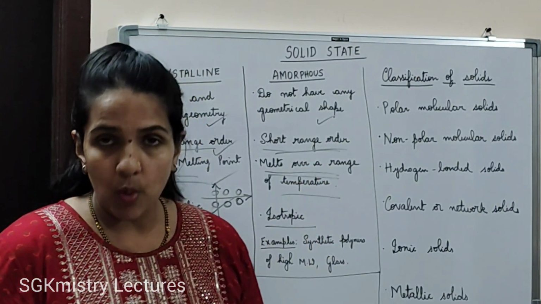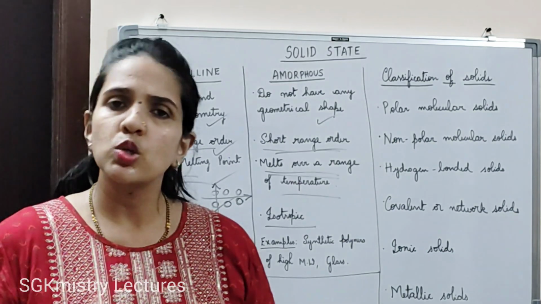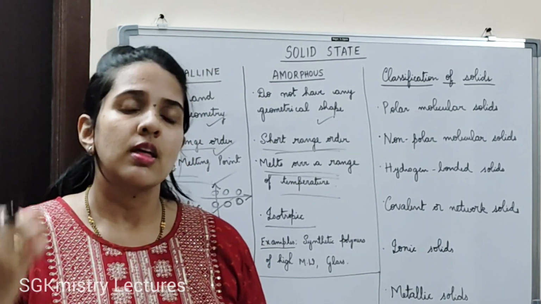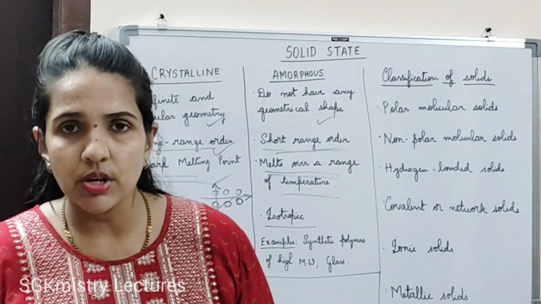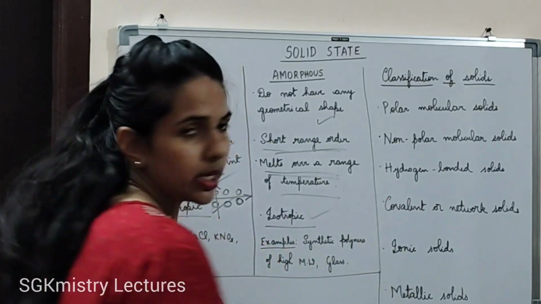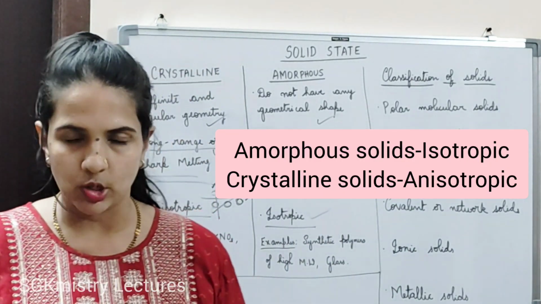Whereas in amorphous solids, there is no proper arrangement of particles. Since there is a random arrangement, even if you measure these physical properties in any direction, you will always get the same value. So these are isotropic, whereas crystalline solids are anisotropic in nature.